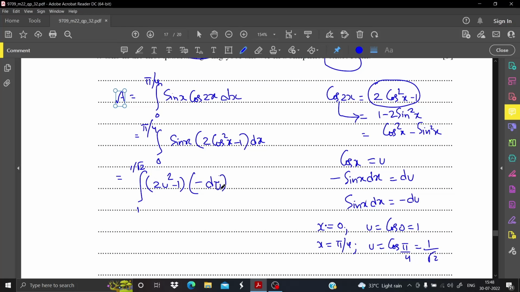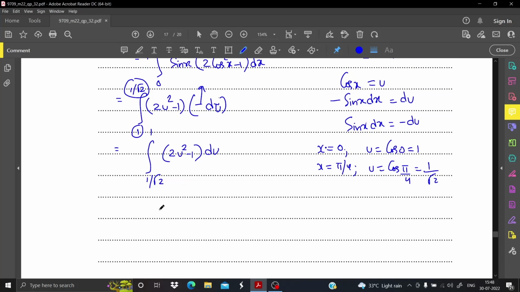Now we have learned in the concept of definite integrals that if the integration has a negative sign, you can change the limits. And of course, you can see here, you have a higher value in the lower limit, 1, and the lower value in the upper limit. So you can reverse the limits of integration here, and you can compensate with that negative. So this becomes the integral from 1 by root 2 to 1 of 2u squared minus 1 du. This is a simple integration. So the integral of u square is u cube by 3, so 2u cube by 3 minus u between the limits 1 by root 2 and 1.